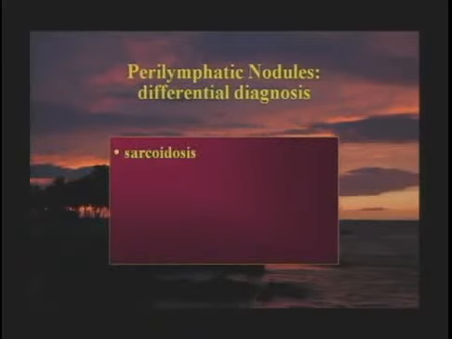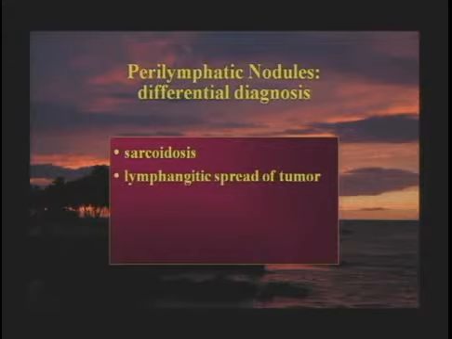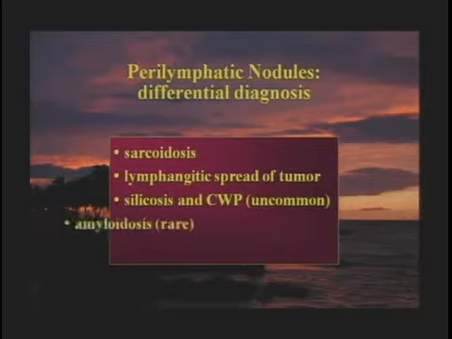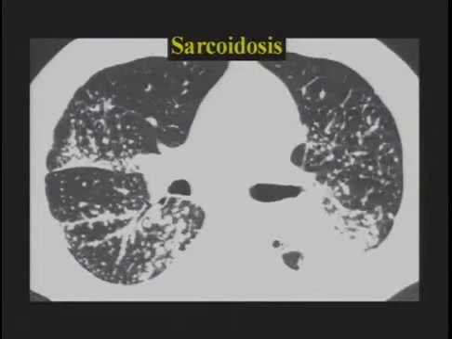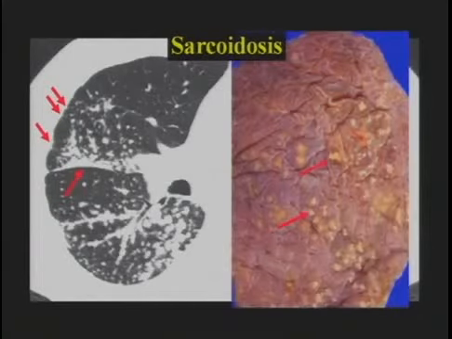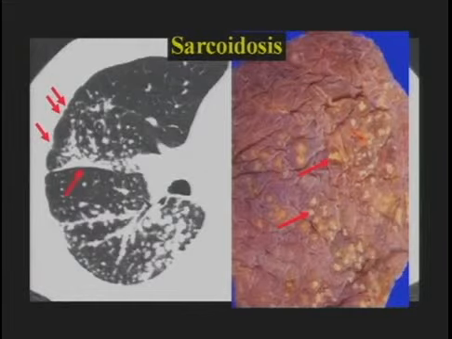Differential diagnosis: sarcoid, almost all, 95% of cases at least, are sarcoid. Lymphangitic spread of tumor, silicosis and coal workers' pneumoconiosis uncommon, amyloid rare, lymphoid interstitial pneumonia rare. Again, 95% of patients who have a perilymphatic pattern have sarcoid. This is a nice example. Subpleural nodules peripherally, subpleural nodules adjacent to the fissure. This is a photograph of the surface of a lung in a patient with sarcoid, and you can see these subpleural nodules quite easily.